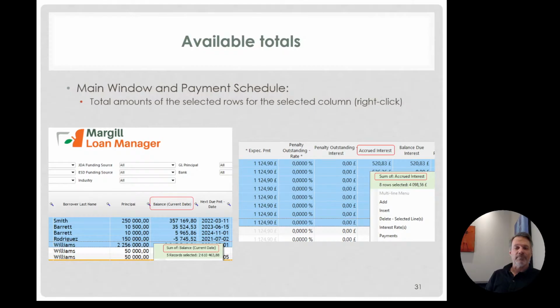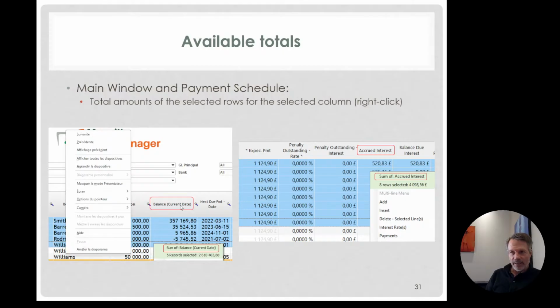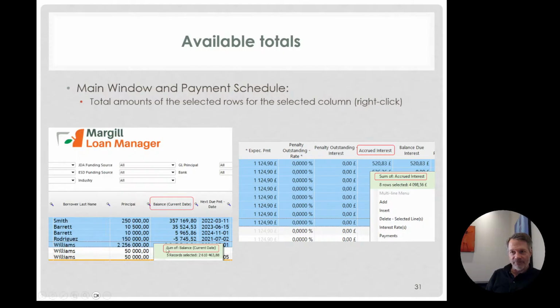Prohibit or highlight. It's up to you. Totals. This is something I use personally quite often. I'm doing exercises with clients and customers, and we want to see how much money there is in the main window. I highlight all these loans, and I will know the balance at current date for these loans. So on top, if I right click, it's going to give me 5 records selected, and there's my balance at current date, or anything else I want to pick up, which is a numerical.